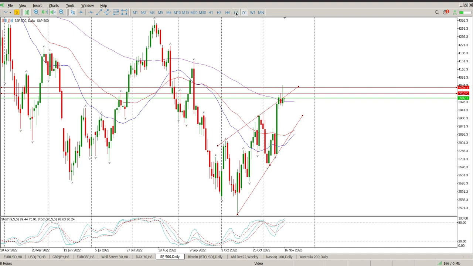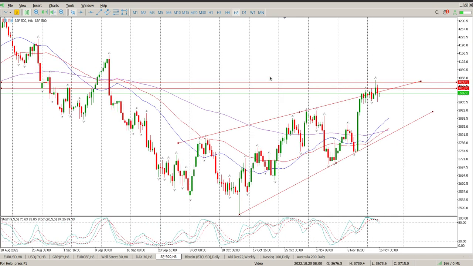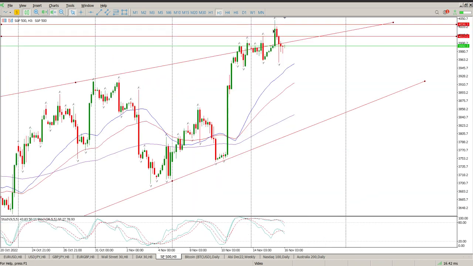So if we just start looking at this, I'm very reluctant to jump in long when I see this kind of chaos. We've got multiple bearish signals with a crossover of the oscillator. So I think the institutions know something we don't know. So I would be very, very cautious at the moment.